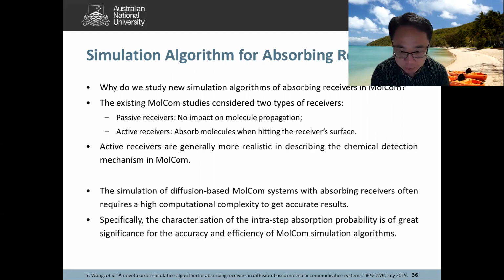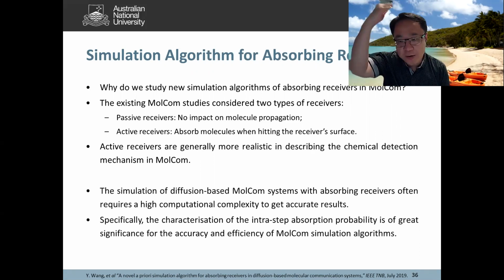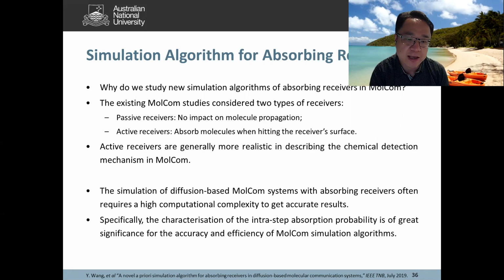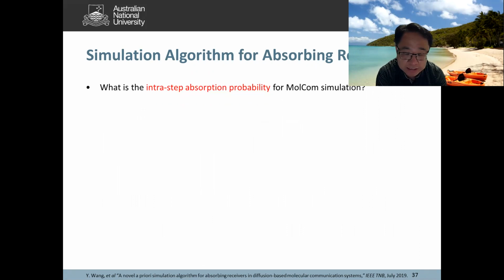The simulation of diffusion-based molecular communication systems with absorbing receivers often requires high computational complexity to gain accurate results. Specifically, in order to perform an appropriate simulation of diffusion-based molecular communication systems, we need to characterize the intra-step absorption probability. This characterization is of great significance for the accuracy and the efficiency of molecular communication simulation algorithms. So what is the intra-step absorption probability?